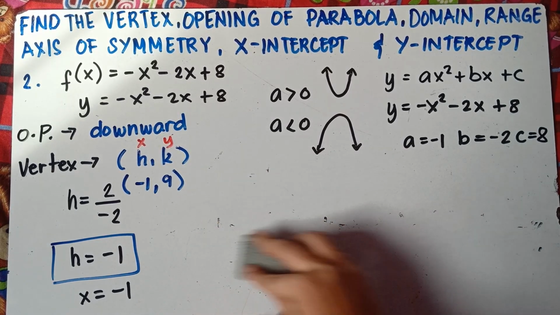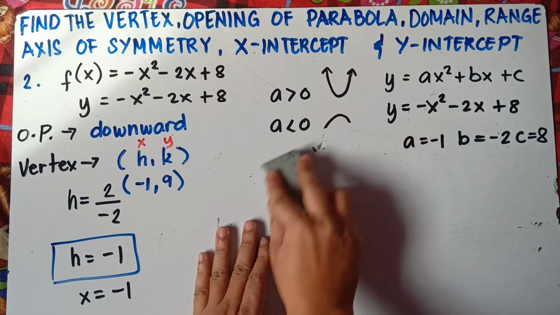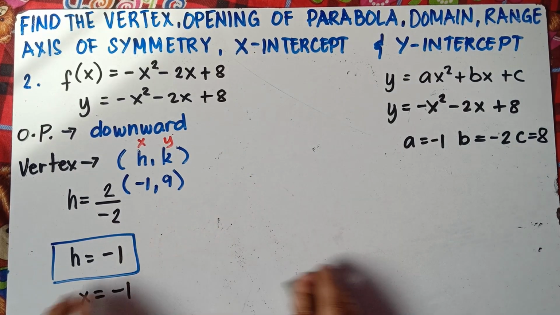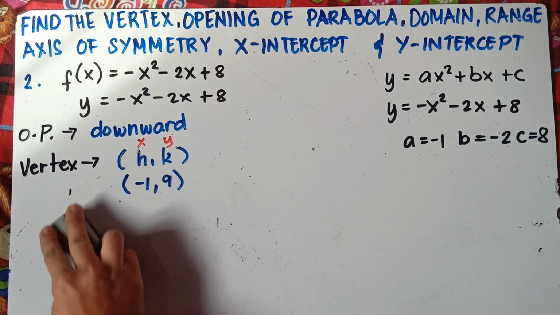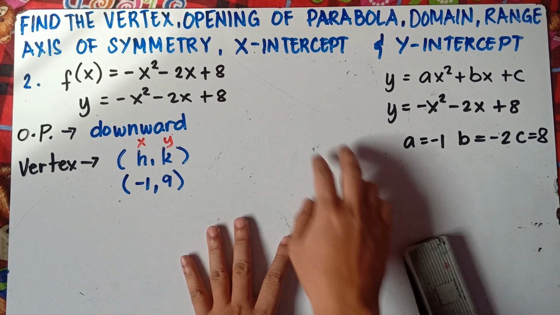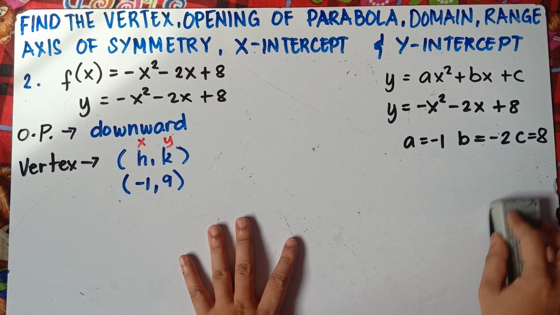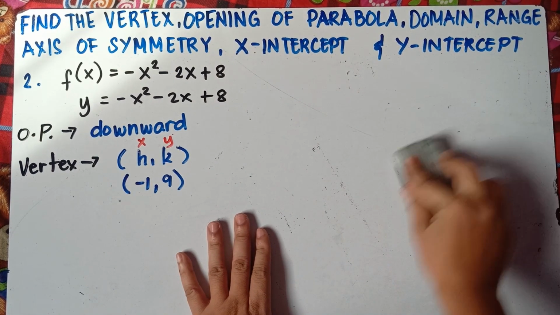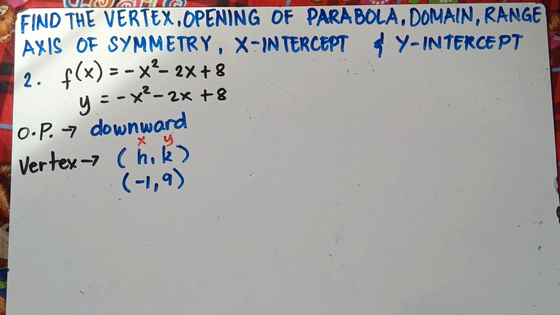We're done with the vertex. So our vertex would be negative 1 and positive 9. So next, domain and range. Now, before we find the domain and range, we need to graph the equation. So before we graph, we need to find the x-intercept and the y-intercept. Okay, let's find the x-intercept and the y-intercept. So let's start with the x-intercept.